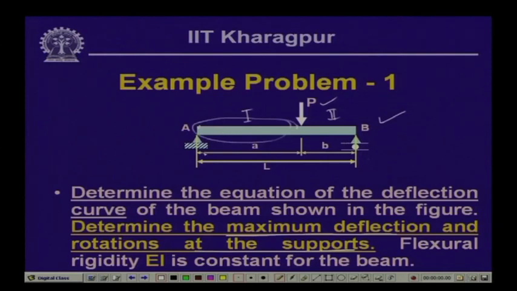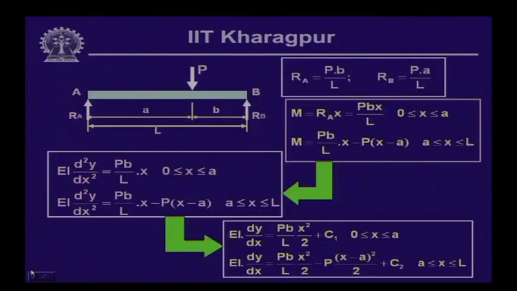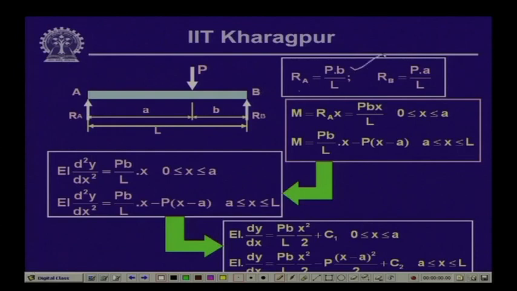But before that, we need to evaluate the reactive forces, say R A and R B, and since there are no horizontal forces in the beam, the value of the horizontal force is equal to 0. We can compute the value of R A and R B. If we take moment about B, we get the value of R A, and from R A plus R B equals P, we can compute the value of R B. They come out like this: R A is equal to P B by L and R B equals P A by L. This in fact, we had seen last time.